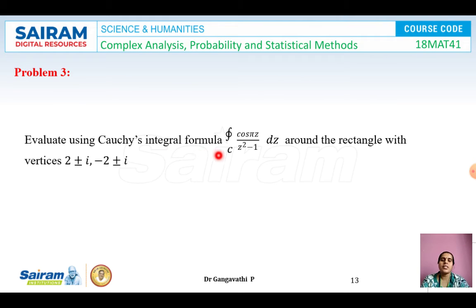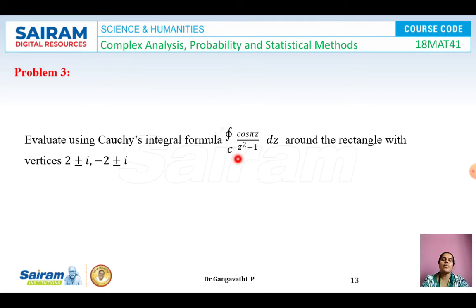Evaluate using Cauchy's integral formula the integral over c of cos pi z by (z square minus 1) dz around a rectangle where the vertices are 2 plus or minus i, minus 2 plus or minus i. So instead of having only the routine circle, here a rectangle has been given which has 4 points: 2 plus i, 2 minus i, minus 2 plus i, minus 2 minus i. This is in the form of x plus iy, with the real part and the imaginary part giving the points. So let us mark that on the graph, which results in a rectangle.